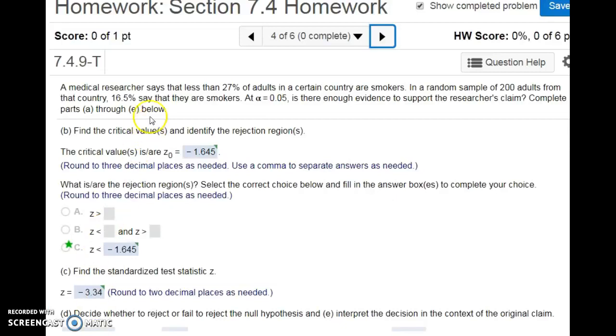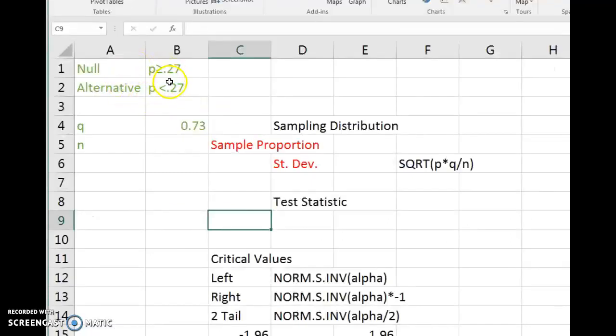Now looking at 4 here, we're going to do the same steps, but we're going to actually pick the numbers out of a problem. So a medical researcher says that less than 27% of adults in a certain country are smokers. So we have a claim right here, and it doesn't have equality in it, so it's going to be our alternative hypothesis. It's less than 0.27. So we can set up our null and alternative right away. It's going to look like that. This was our claim that less than 0.27 were smokers. And then our q is always 1 minus what that value is from our hypothesis. So 1 minus 0.27 gives us 0.73.